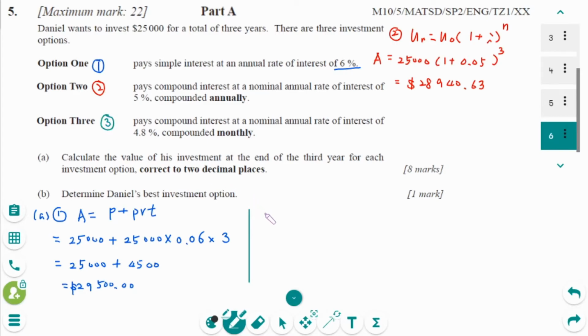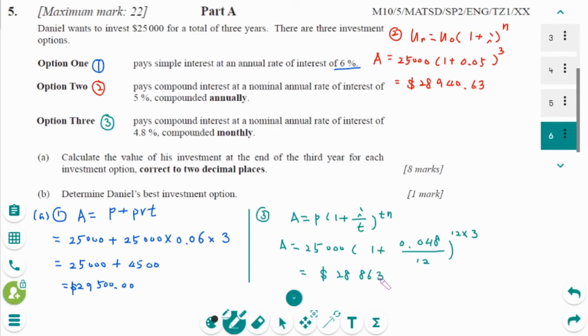Option 3, A equals P times 1 plus i over t to the power of tn. The amount is $25,000 times 1 plus 0.048 over 12 months to the power of 12 times 3. The final answer is $28,863.81. Number B, option 1 is the best investment option.